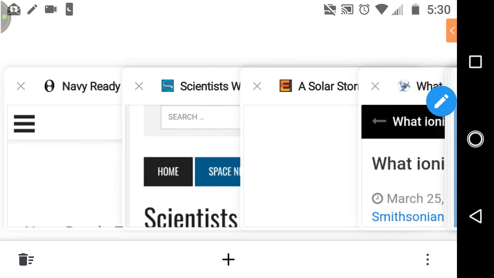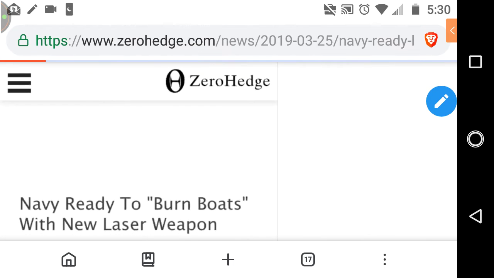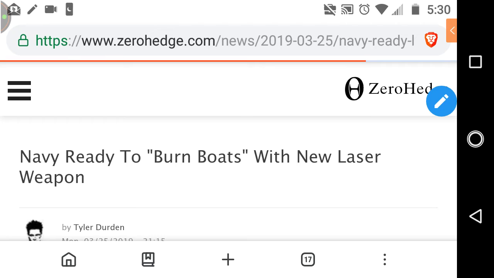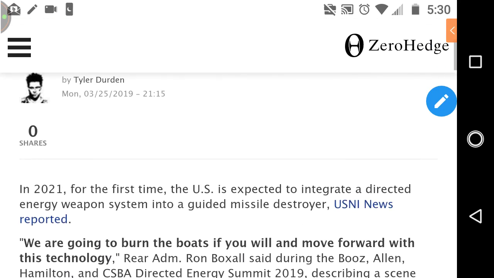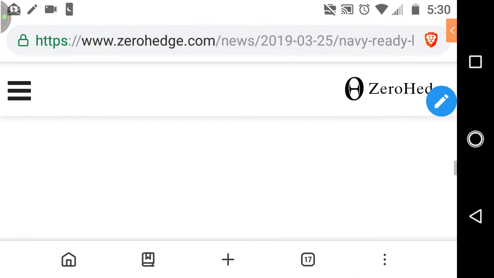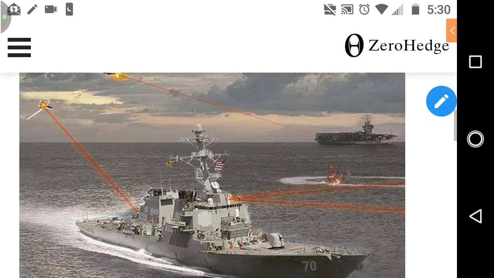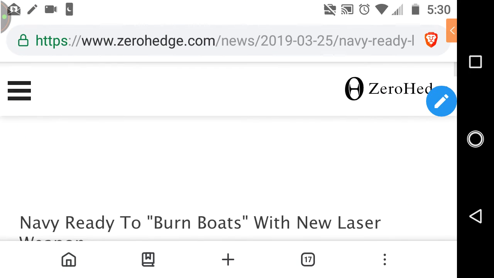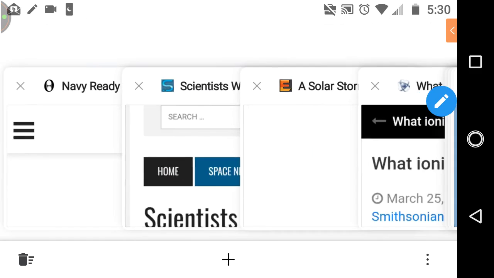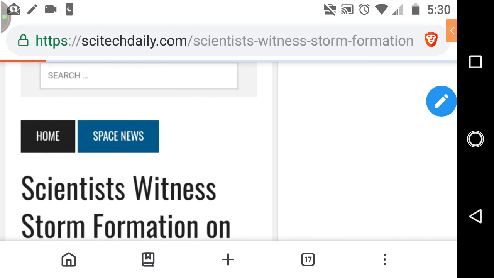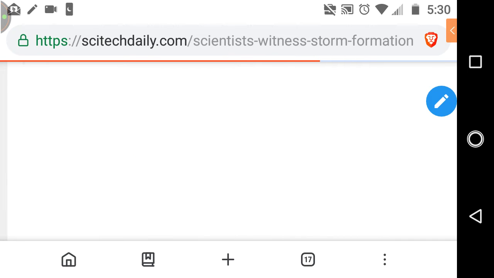Let's move on to more things, such as this Zero Hedge article. Navy ready to burn boats with new laser weapon. For real. Anyway, check out that article on Zero Hedge if you're interested in directed energy weapons, which, as I know, some of our viewers are.